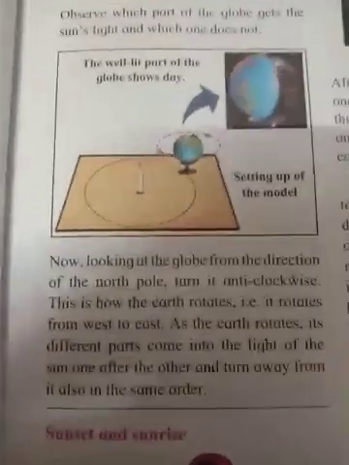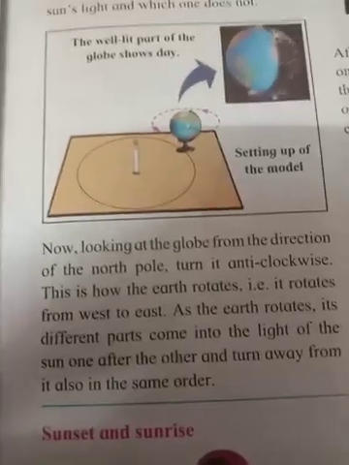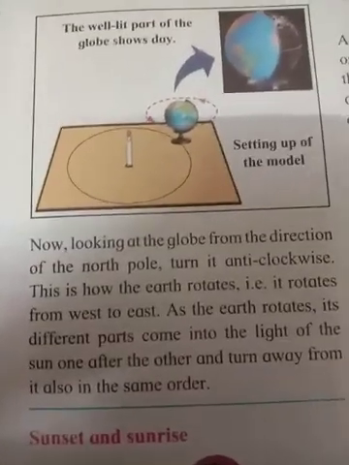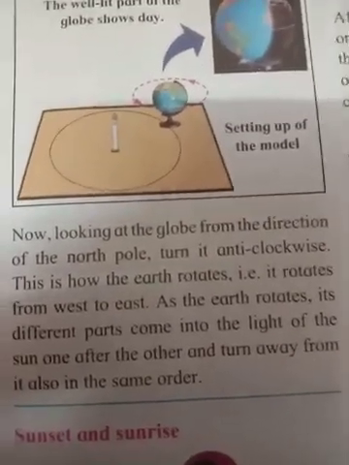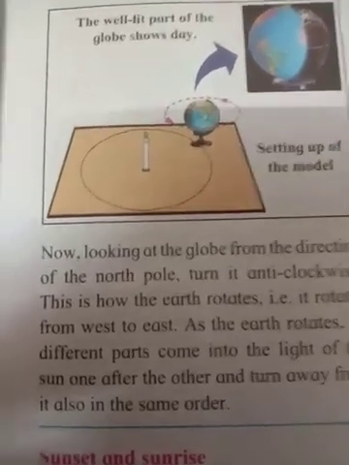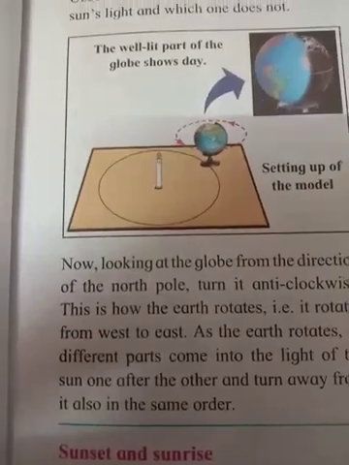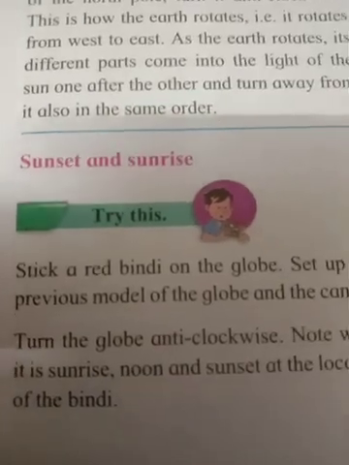Children, with your parents' help, you can do this activity at home. If you don't have a globe, you can take a ball, and instead of candle, you can take a torch and see how day and night is formed. Sunset and sunrise.